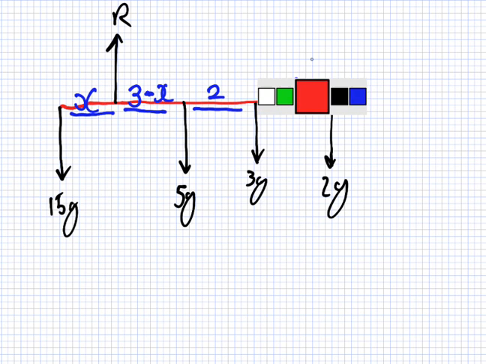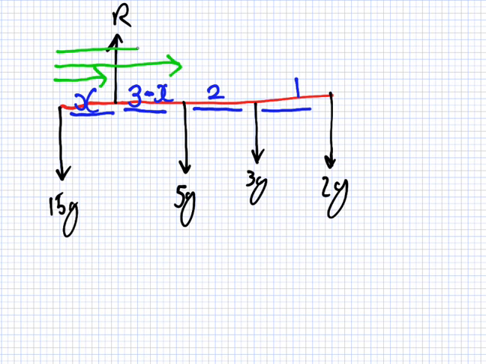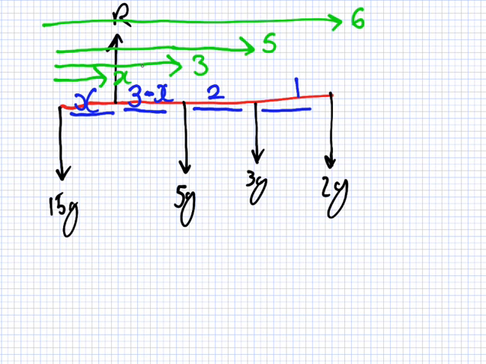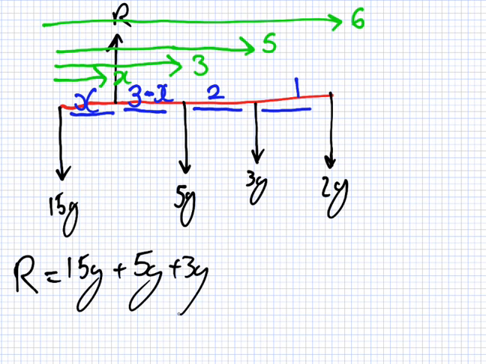Or if you prefer, you can say it like this. Here to here is x, here to here is 3, here to here is 5, and then to the very end is 6. So 6, 5, 3 and x. If you want to say it like that, I don't mind. Okay, so the up force equals the down force: 15G plus 5G plus 3G plus 2G. So I have R equals 25G, firstly.